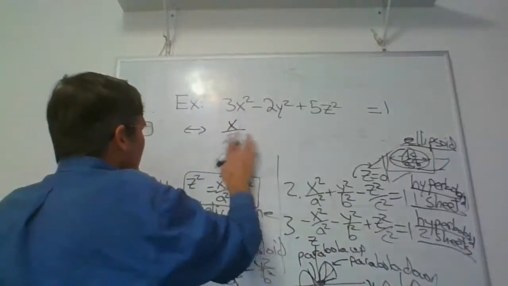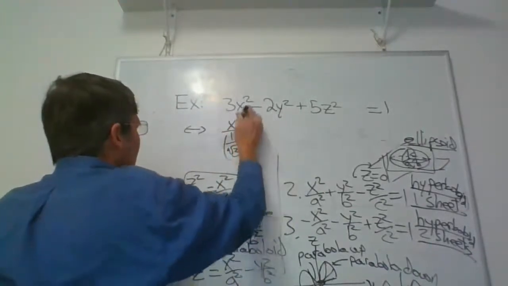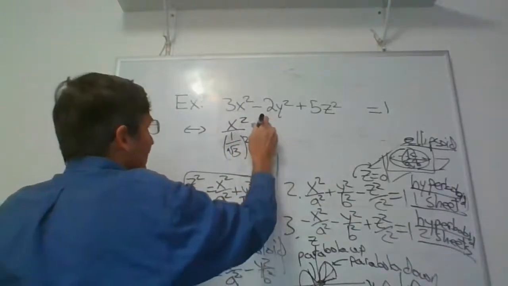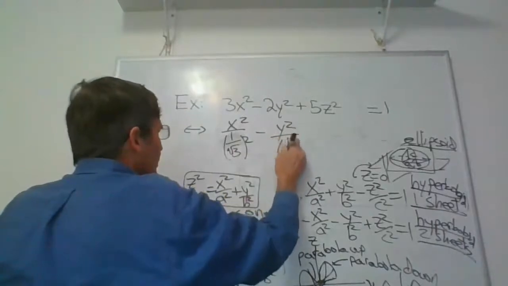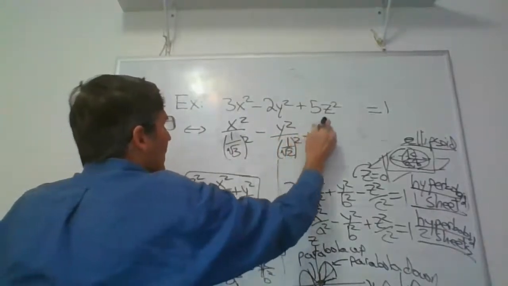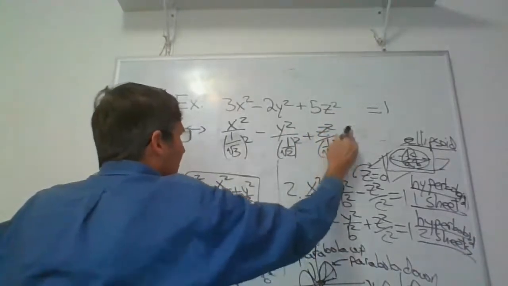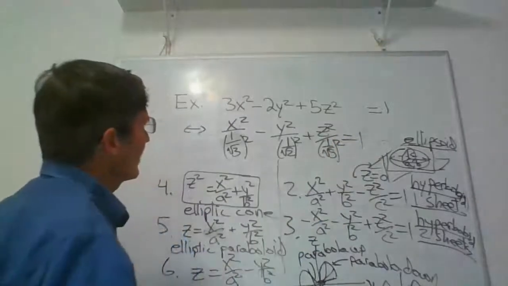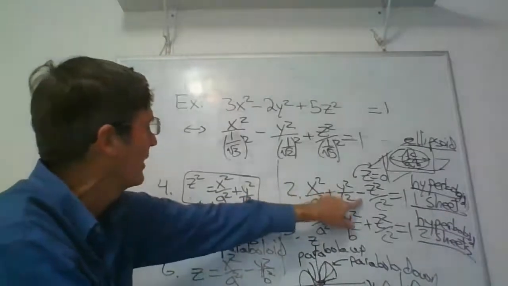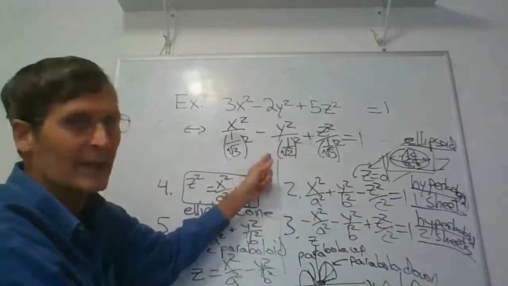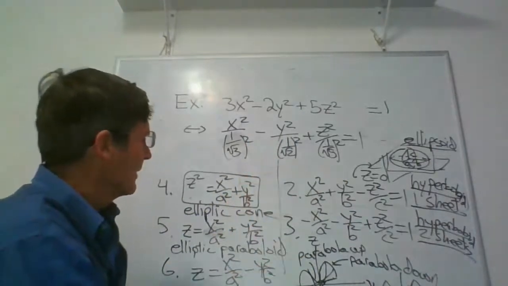Well, fortunately for me, I've already got one of them, right? That looks like some of these equations. If I rewrite this equivalently as x squared over (1 over square root 3) squared minus y squared over (1 over square root 2) squared plus z squared over (1 over square root 5) squared equals 1, I recognize that is a standard equation. It looks like this hyperboloid of one sheet, except the minus is here instead of here, right?